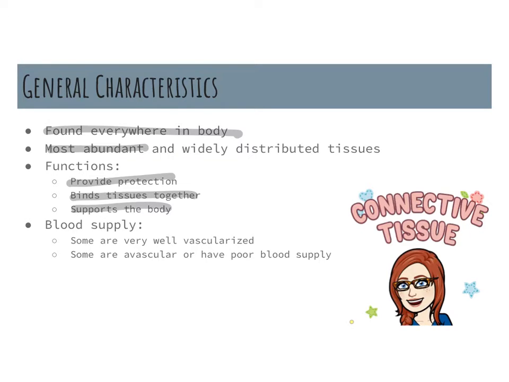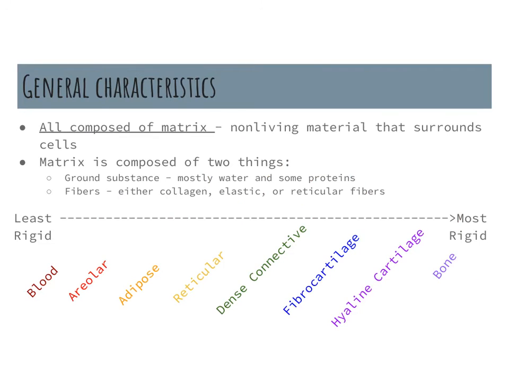Blood supply for connective tissues can vary. Some are very well vascularized. Very well vascularized means a really good blood supply, lots of blood vessels traveling through it. And then some are avascular, which means no blood, much like our epithelial tissues we already learned about. And then some have a poor blood supply, so not a lot.